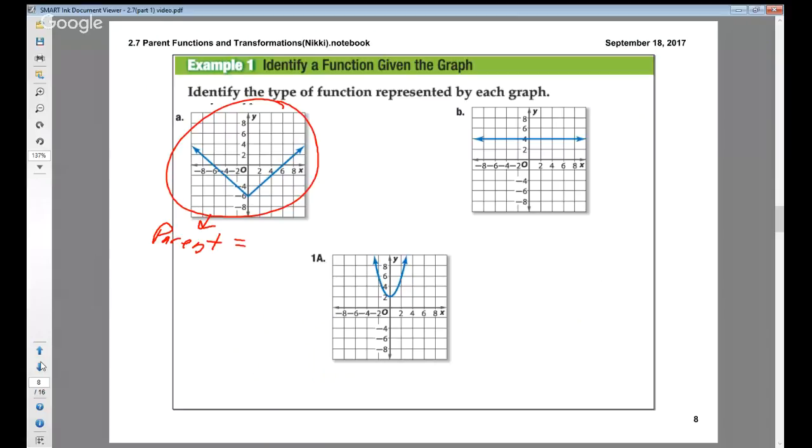This one looks like a V, so in other words, its parent has to be the absolute value function, or the absolute value parent. So go ahead and pause the video, identify the next two graphs, look at each of these graphs, and identify what their parent function is. And once you identify them, start the video and we'll go over them.